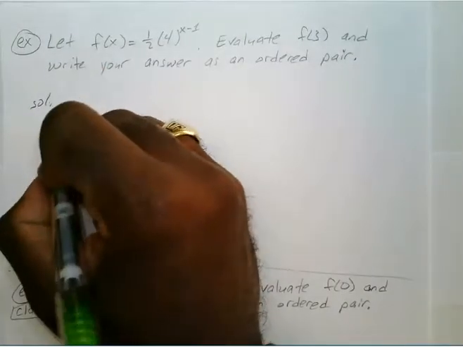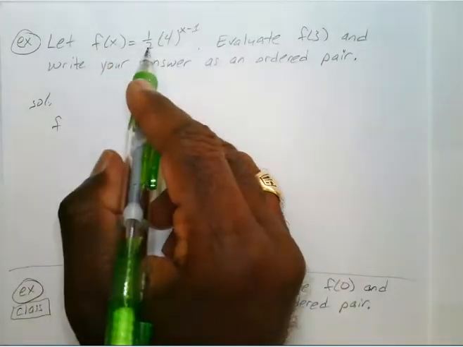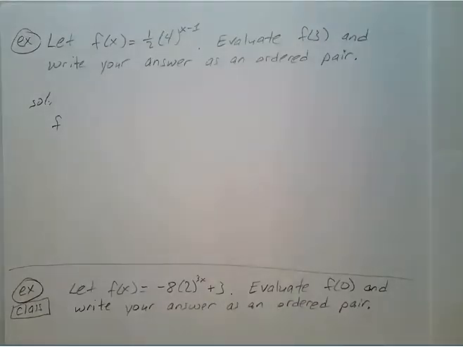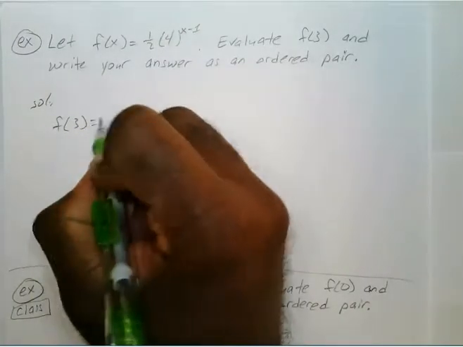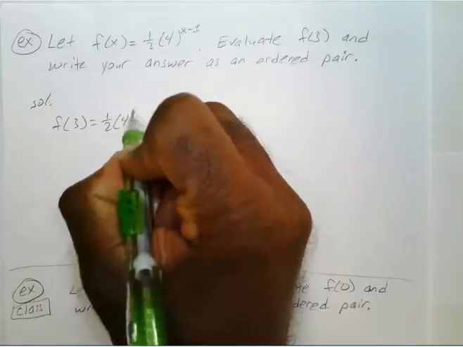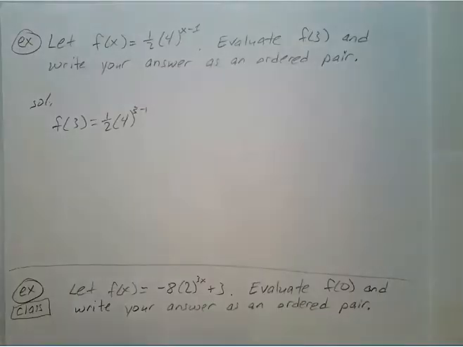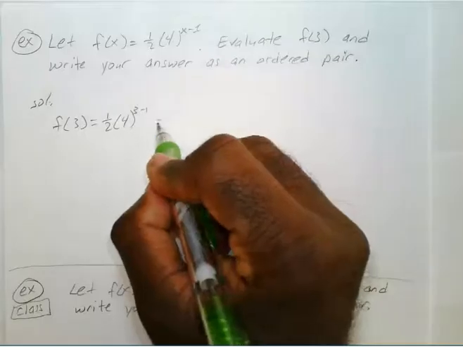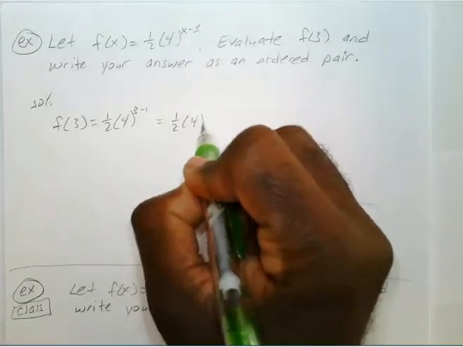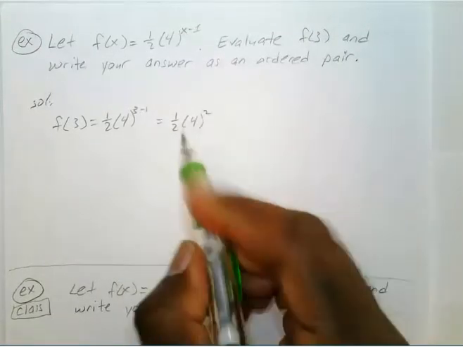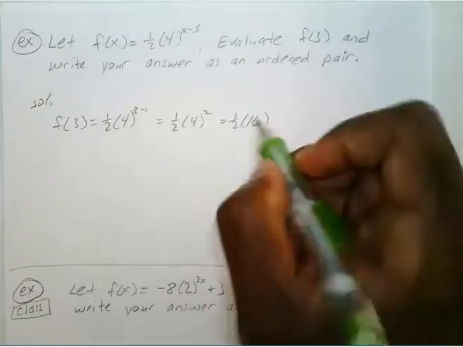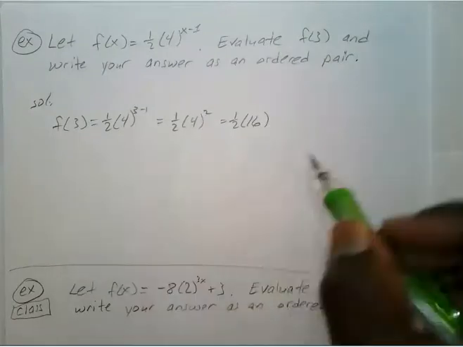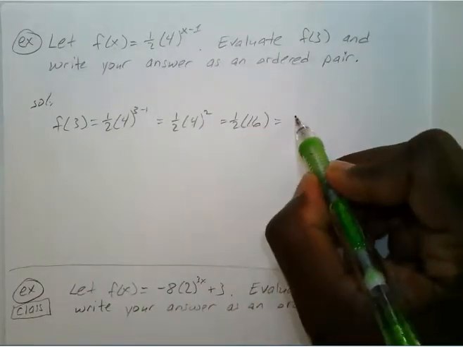Of course we know that f of x is equal to 1/2 times 4 to the power of x minus 1. So f of 3 is going to be equal to 1/2 times 4 to the power of 3 minus 1. All we did was replace our x with 3. So that's 1/2 times 4 to the power of 2, and 4 squared is 16. So you have 1/2 times 16. Remember, 4 squared is just 4 times 4. So 1/2 times 16 is equal to 8.